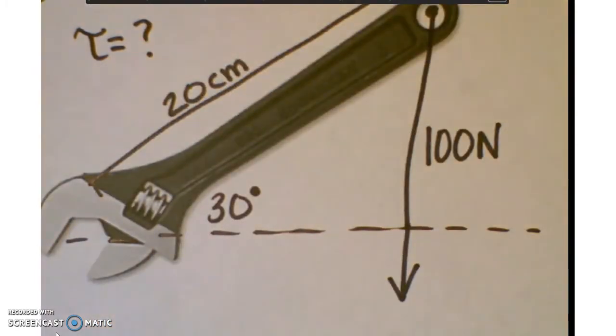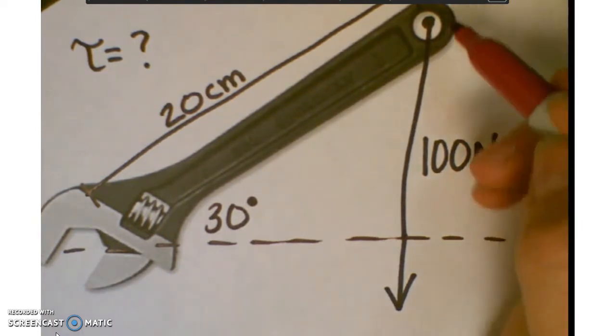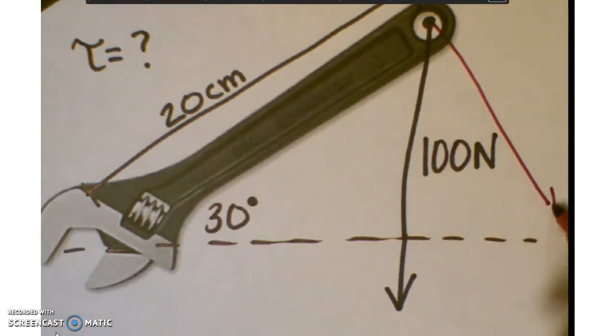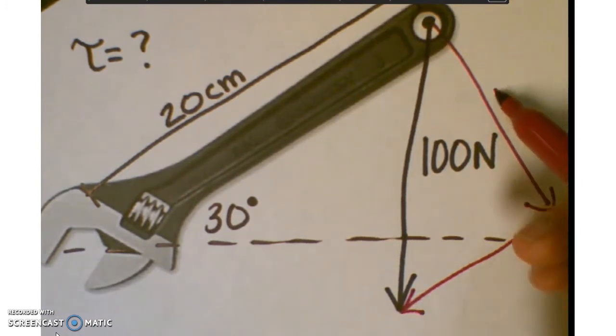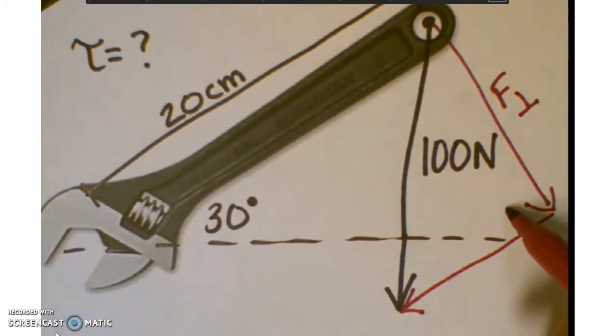So first of all, I know that torque equals my perpendicular force times my radius. So I need to find this perpendicular component. I'm going to go ahead and draw it. Here's my perpendicular component, and here is a parallel component. Now the parallel component is not really important to me, but I'm going to draw it so that I can see my right triangle, because we're going to have to use trig, of course, to find our perpendicular component.